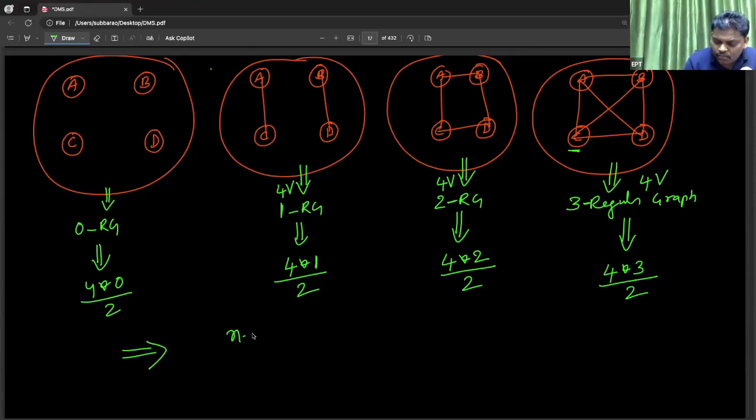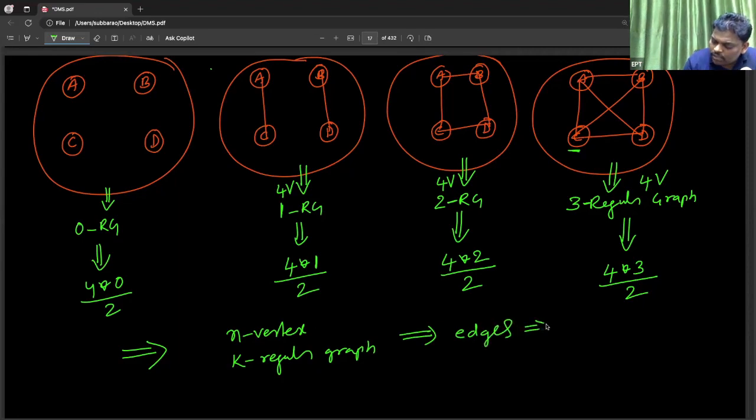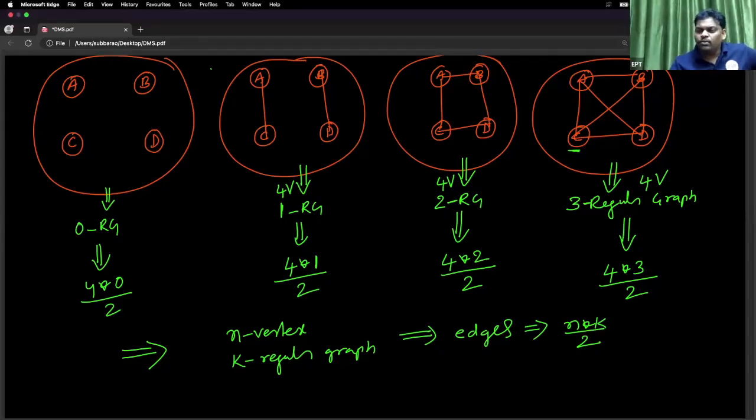If you are really comfortable with whatever I discussed, can you see this? N vertex, K regular graph contains how many edges? Very simple story. N people, every person degree K. This is the sum of degrees, divided by 2. Nk by 2. That's it. Please don't learn by heart, no use. Take one example and check.